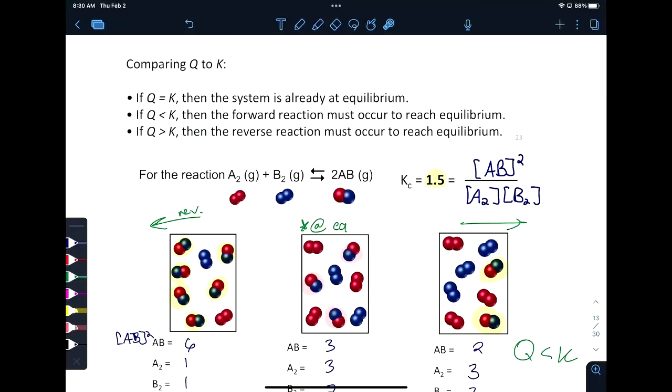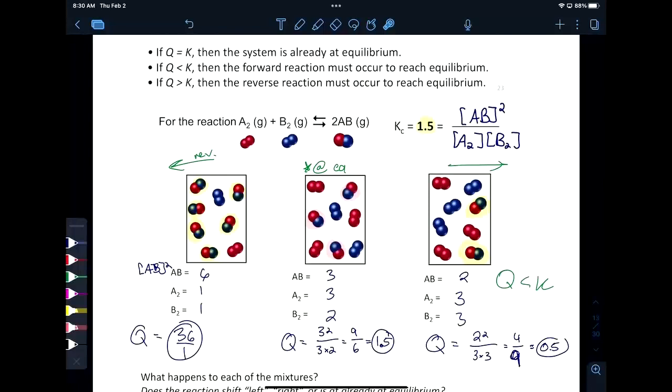If Q is big, it means that there's too much products, so I need to make more reactants. The reverse reaction has to happen. Or if Q is smaller than K, then I have to basically take some of those reactants and make more products to make Q bigger. So that's how I memorize it, using concepts versus just memorizing these 3 lines. I don't have room in my brain for that.